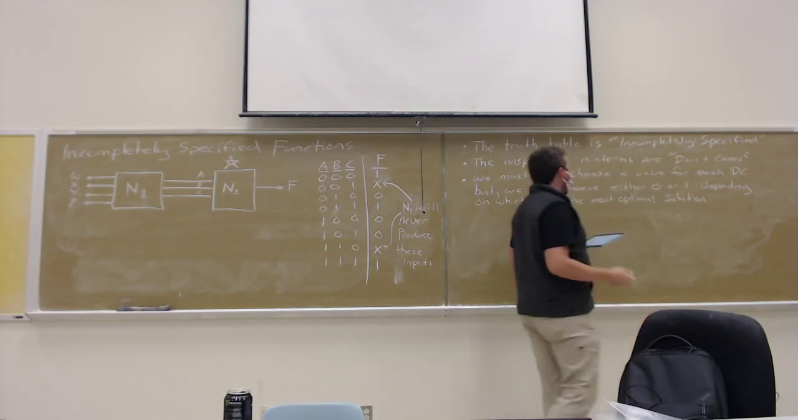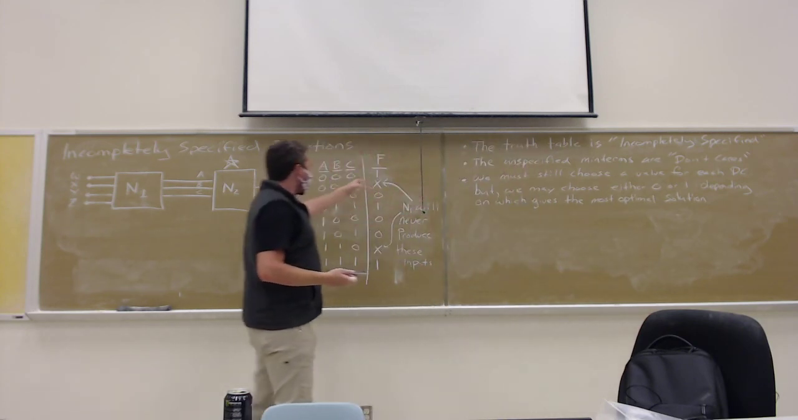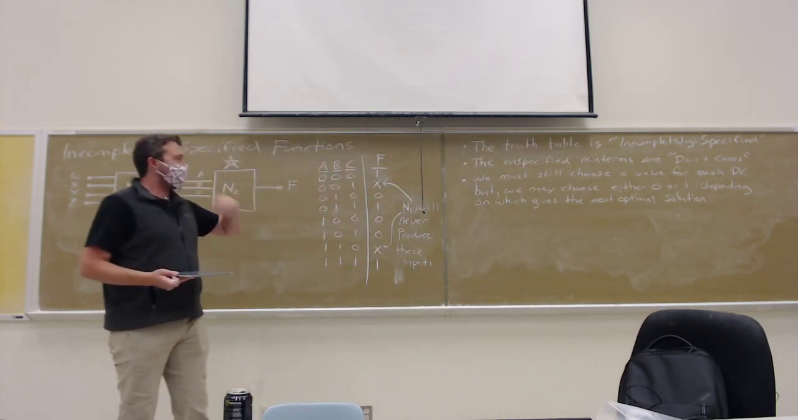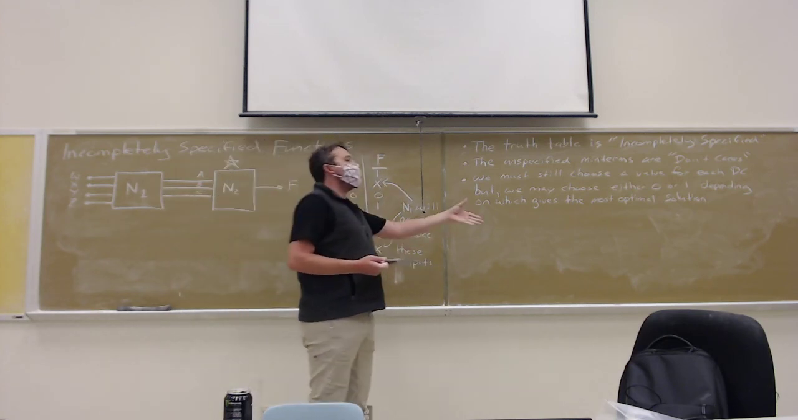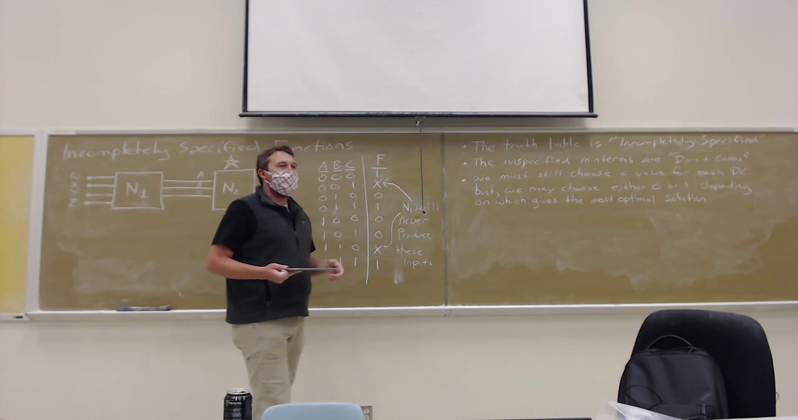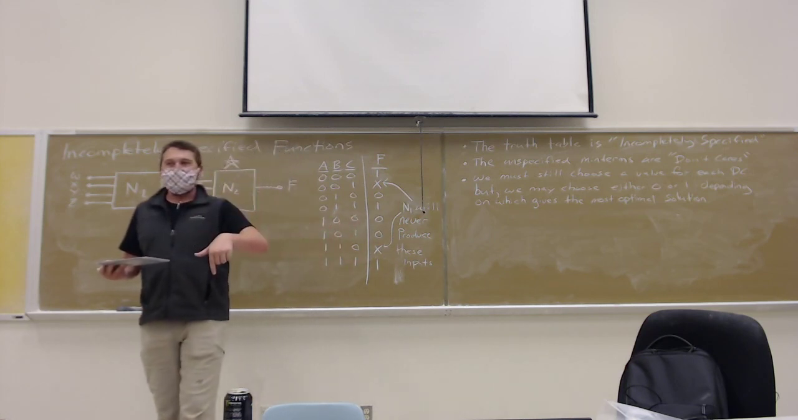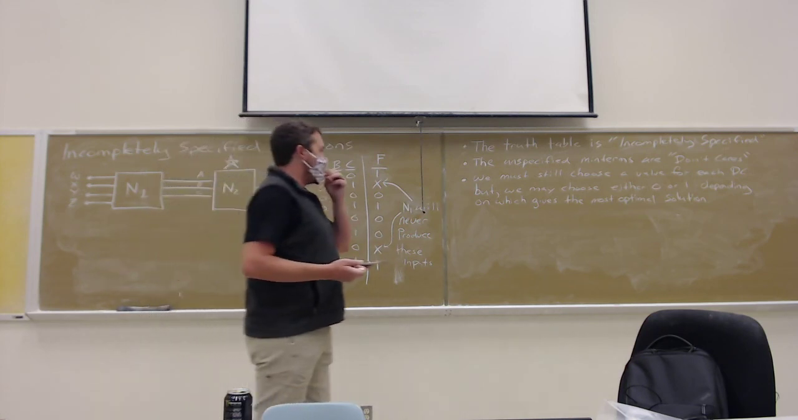All right, that was a lot of writing. So yeah, the truth table that has don't cares is incompletely specified. Those minterms are called don't cares because we don't care what they are. We have to choose a value, but we can choose either a 0 or a 1, depending on which is more advantageous to us and gives us the most optimal solution.